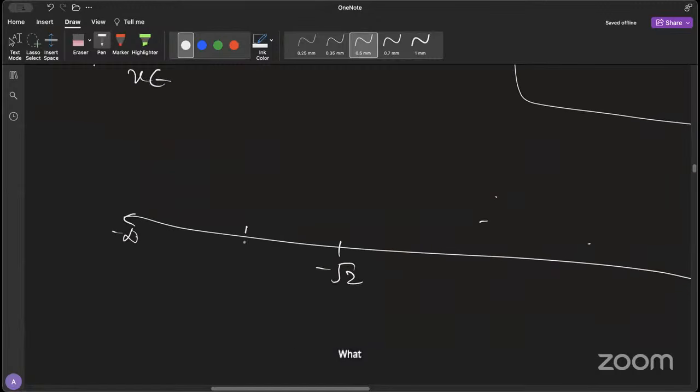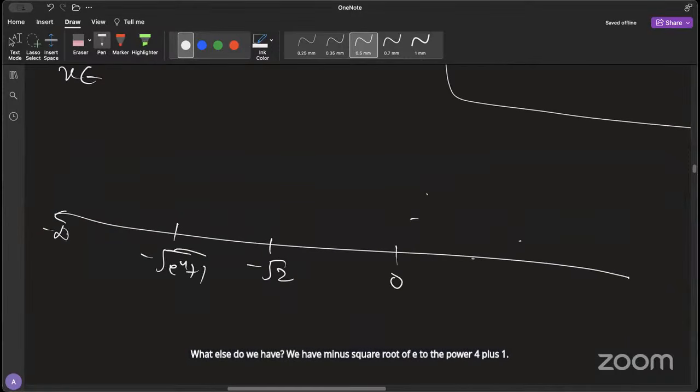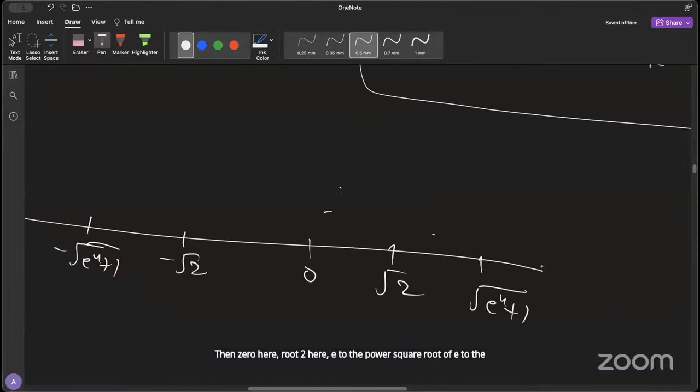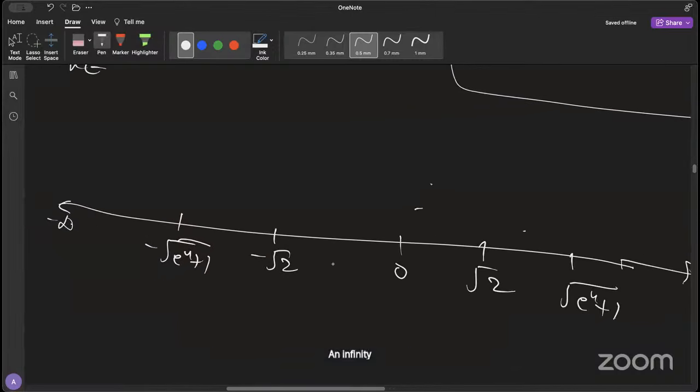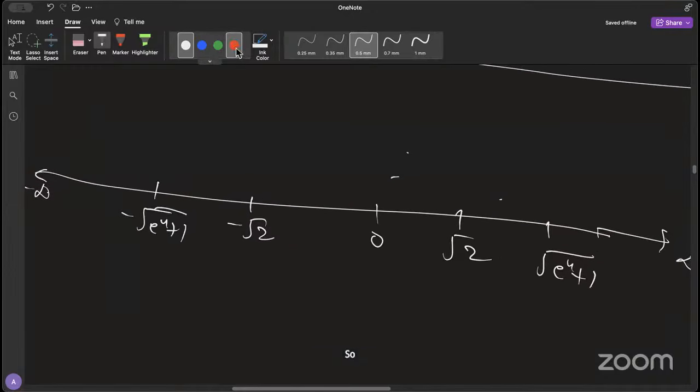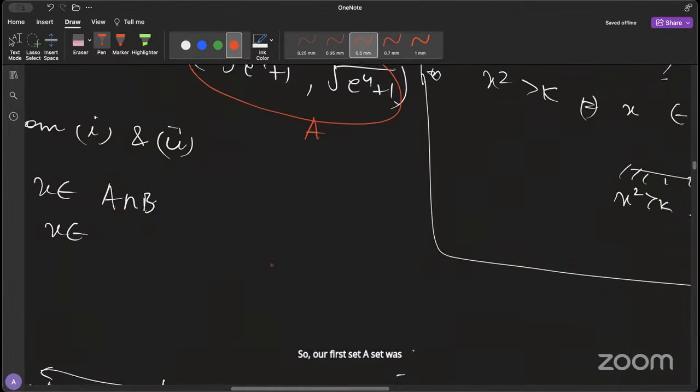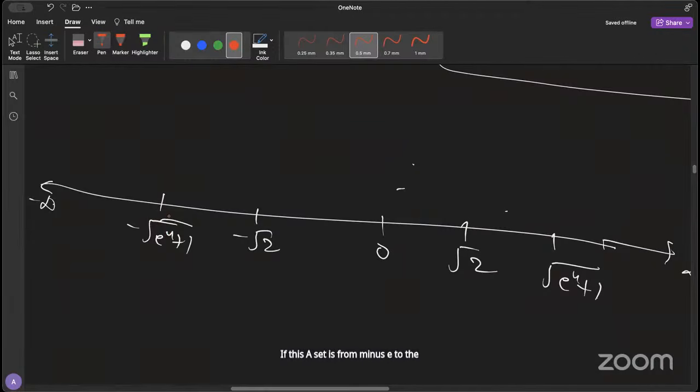What else do we have? We have minus square root of e to the power 4 plus 1, then 0 here, root 2 here, square root of e to the power 4 plus 1 here, and infinity here, right? So our first set, the A set, is from minus e to the power minus this quantity, this one not included, to this one, right? This is our A set.